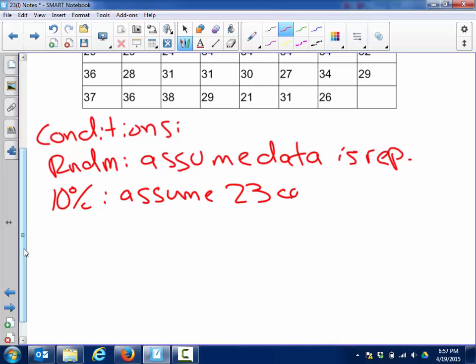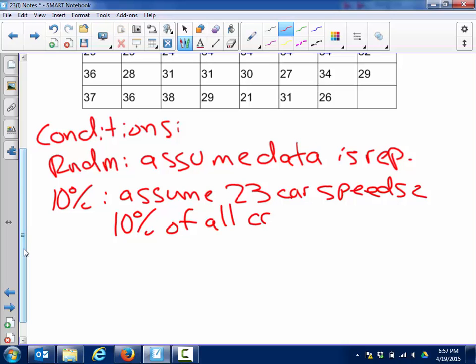Okay, so let's go ahead and, because we're building a confidence interval, we don't have any hypotheses to worry about. We'll do something like that next slide. Let's go ahead and show the conditions here real quick. All right, so we have randomization. We're not told that the data is random, so we'll assume it's representative.